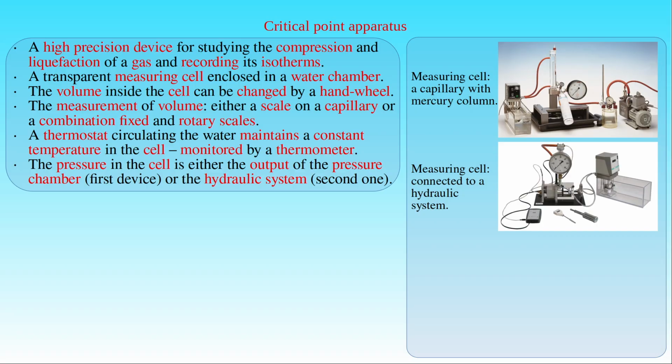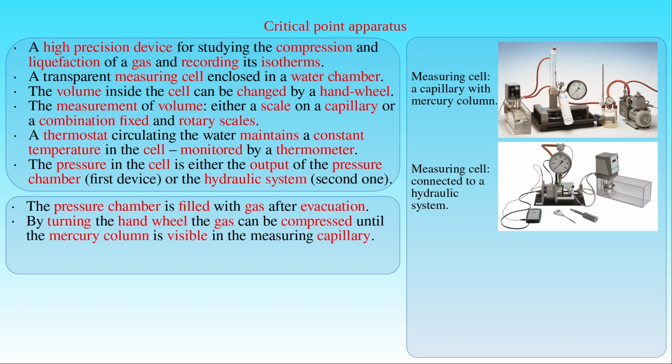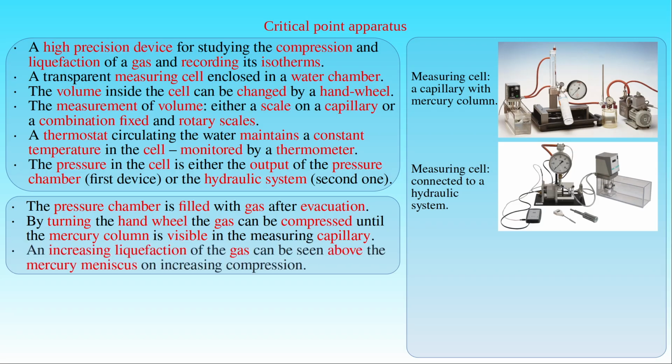In the case of the first apparatus, the pressure chamber can be filled with the sample by connecting it with the container of the sample gas and opening its inlet valve. In order to clean any residues of gas from the pressure chamber, it must be evacuated for at least 30 minutes, which removes the gas dissolved in the mercury. By turning the hand wheel, the gas will be compressed until the mercury column is visible in the measuring capillary. With suitable gases, an increasing liquefaction of the gas can be seen above the mercury meniscus on increasing compression.